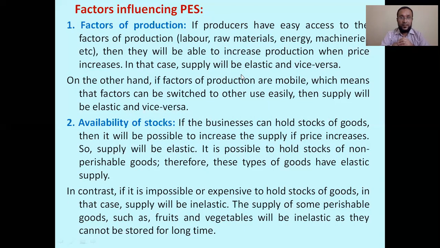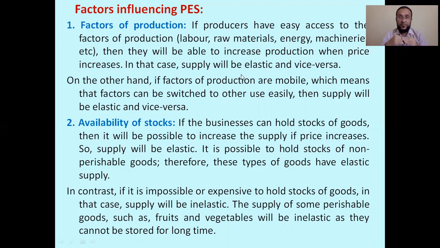On the other hand, if factors of production are mobile, which means that factors can be switched to other use easily, then supply will be elastic and vice versa. So factor mobility means when the producers can use the same factors of production to produce another good. It is called the factor mobility. So if price of one good increases, immediately the producers can use the raw materials or factors of production to produce that good.